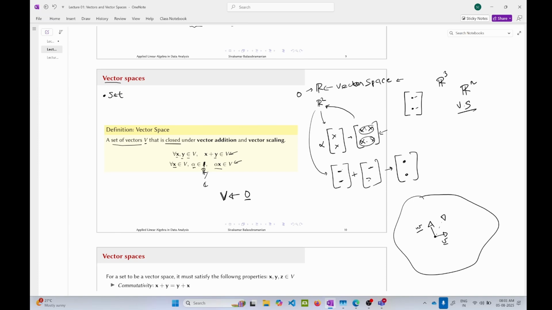So it says 0. Okay. What is the zero element in R2? No, not just 0. It's 0, 0. This is the zero element. Rm is simply the zero vector.